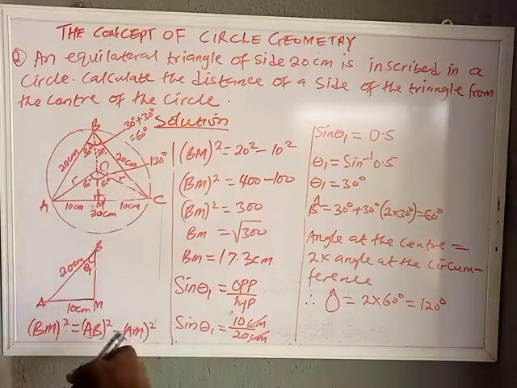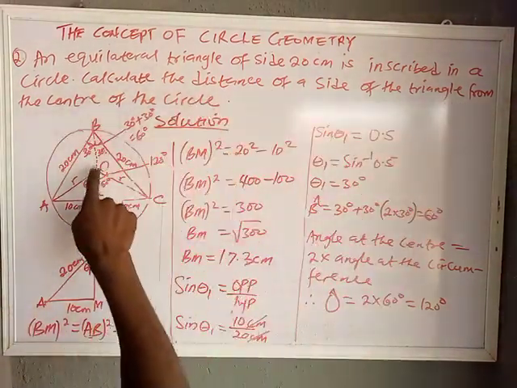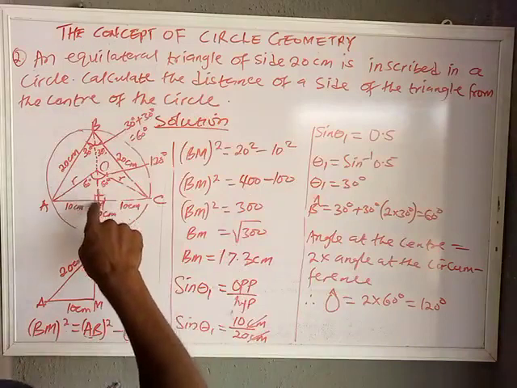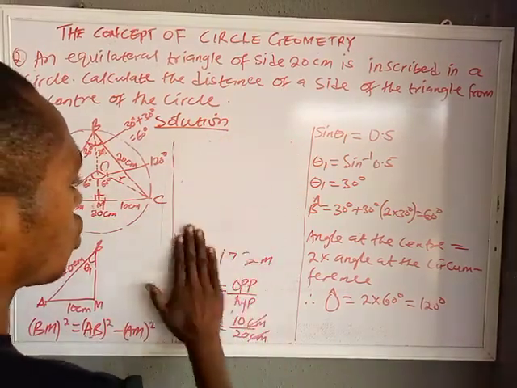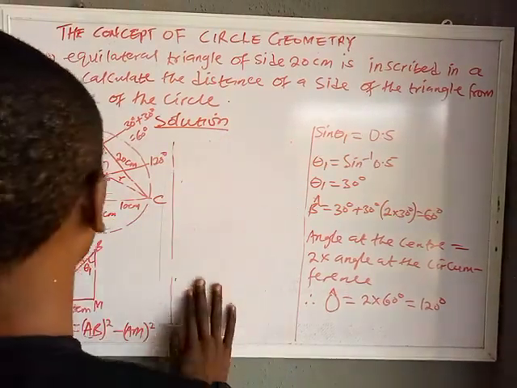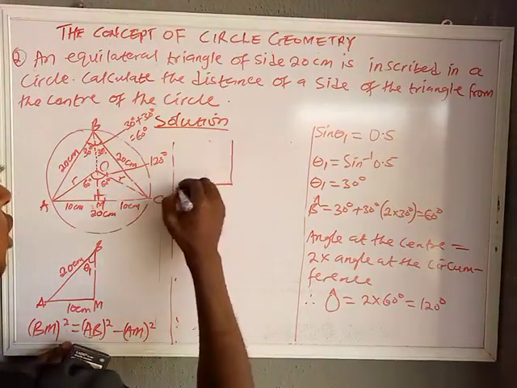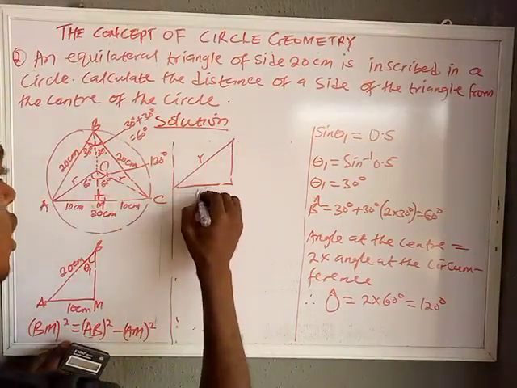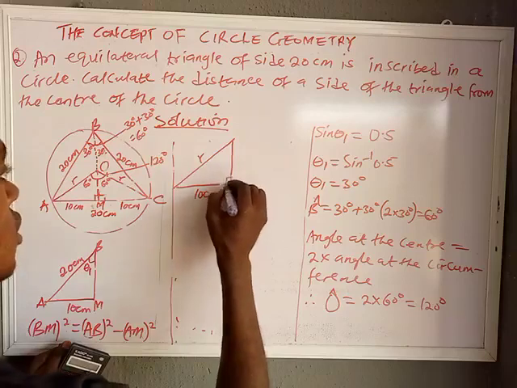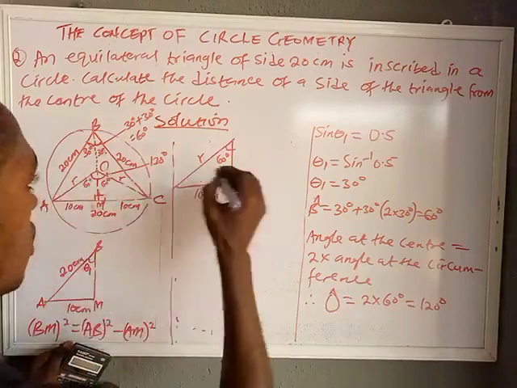So don't forget what we are actually looking for. Calculating the distance of the side of the triangle from the center of the circle is this side we are actually looking for, from this place to this point. That's what we're looking for. So let me erase this. So we're actually looking at this shape, this, and this. So here is R. We know here is 10 centimeters. This is 90. So we're looking for this place, which is 60 degrees. And here is W.